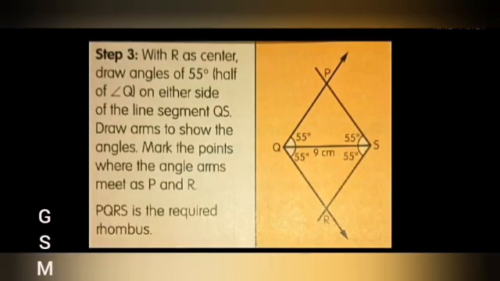Step 3. With R as center, draw angles of 55 degree, half of angle Q, on either side of the line segment QS. Draw arms to show the angles, mark the points where the angle arms meet as P and R. PQRS is the required rhombus.